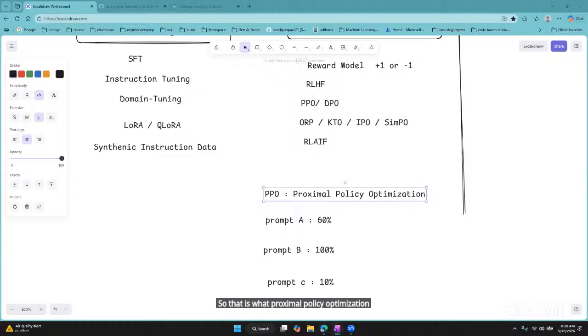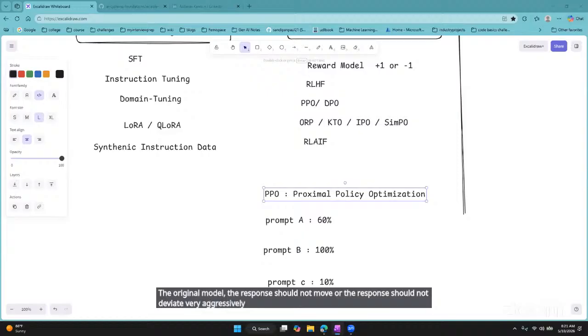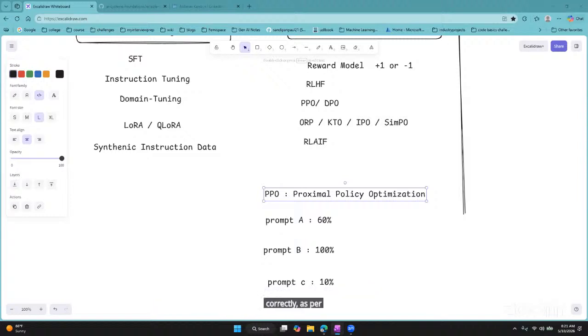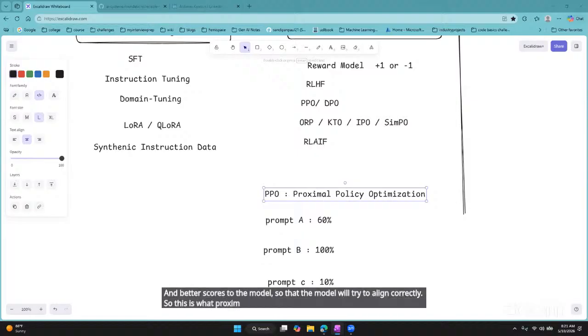So the key idea is that the original model's response should not deviate very aggressively. Instead, it should align with the user intent and change or divert correctly as per the required need of the user. It will give better rewards and better scores to the model so that the model will try to align correctly. So this is what proximal policy optimization does.